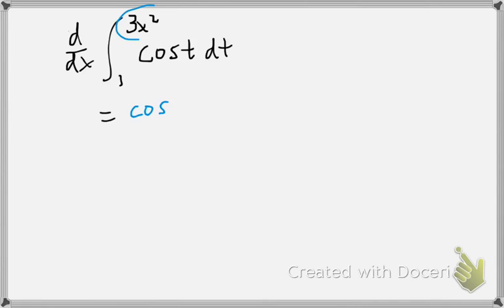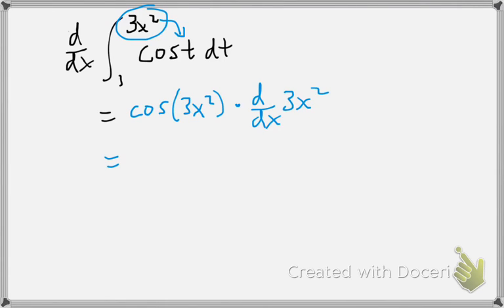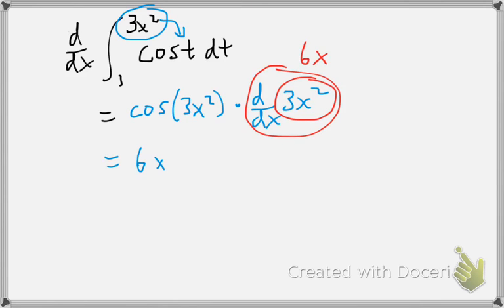We just take the 3x squared and we replace t with that. So it's cosine of 3x squared. And then we multiply by the derivative of 3x squared. And we know that the derivative of 3x squared is 6x. So the derivative of all this stuff is 6x times the cosine of 3x squared. We would write the 6x in front of the cosine of 3x squared. And that's it.